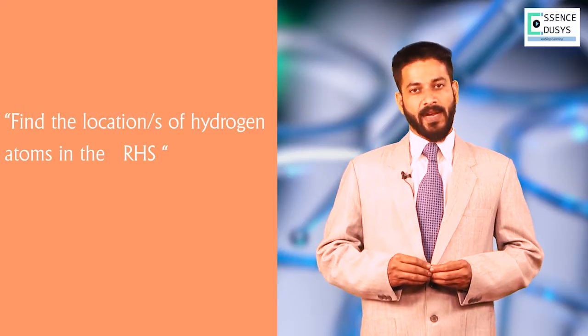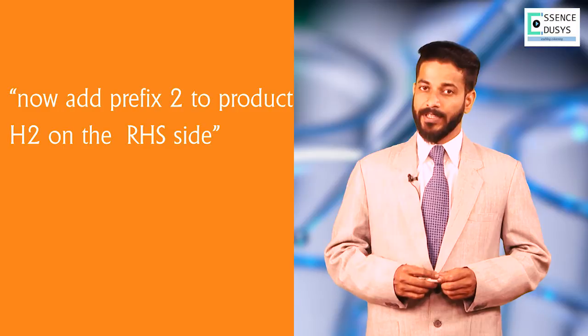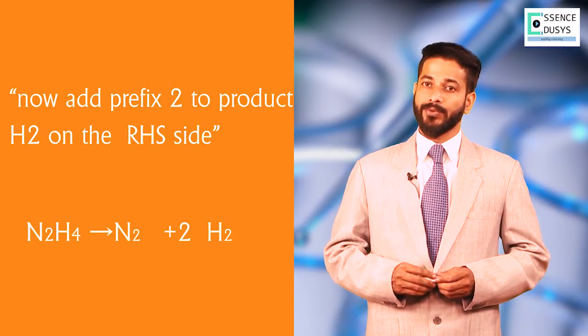Find the locations of hydrogen atoms on the right hand side. Now add prefix 2 to product H2 on the right hand side. Now you find that all the atoms have been balanced. 2 nitrogen atoms on the left hand side produce 2 nitrogen atoms.